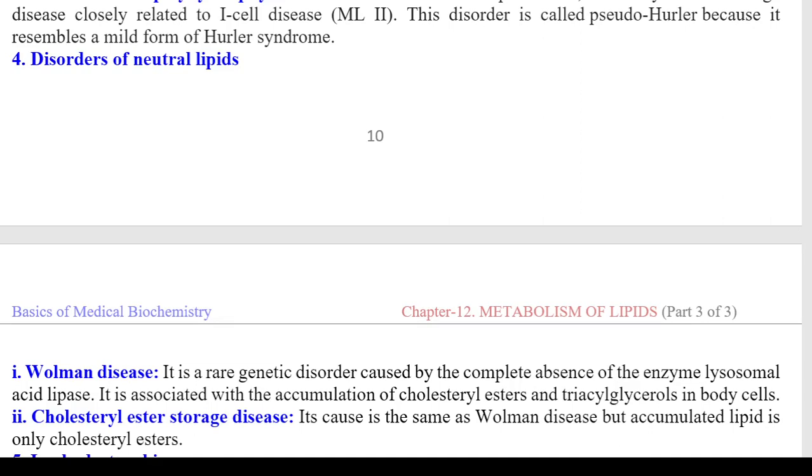4. Disorders of neutral lipids. Wolman disease. It is a rare genetic disorder caused by the complete absence of the enzyme lysosomal acid lipase. It is associated with the accumulation of cholesterol esters and triacylglycerols in body cells. 2. Cholesterol ester storage disease. Its cause is the same as Wolman disease, but the accumulated lipid is only cholesterol esters.